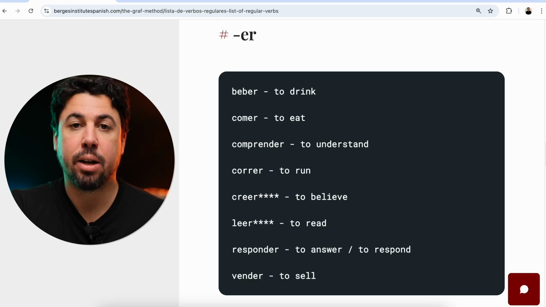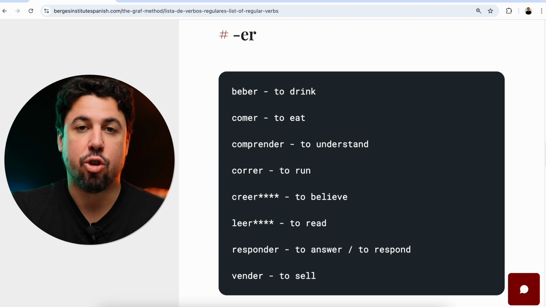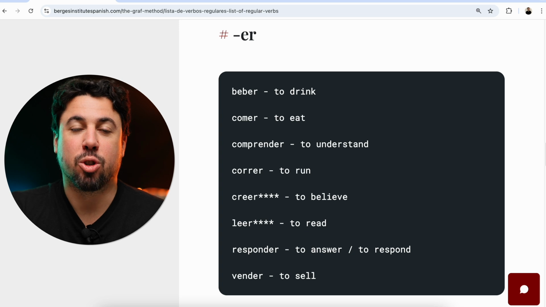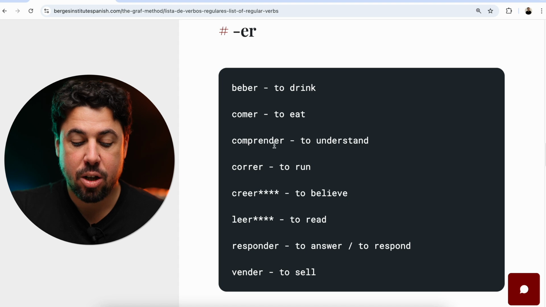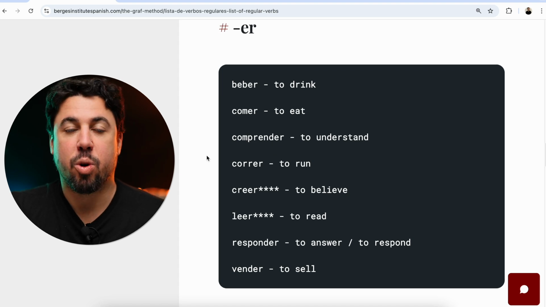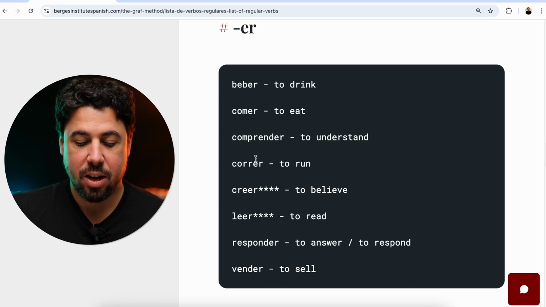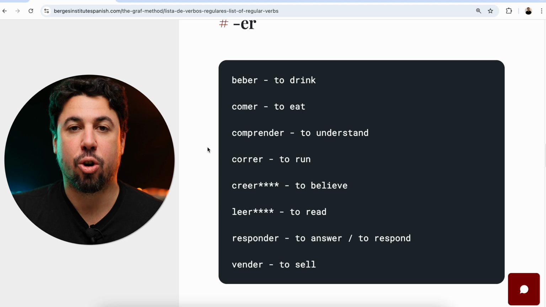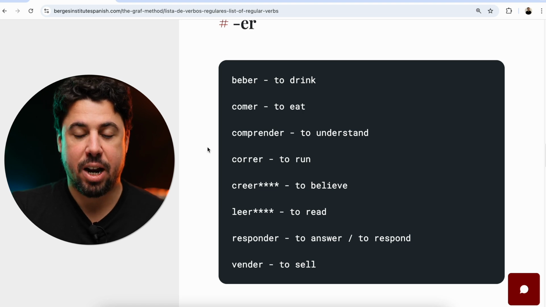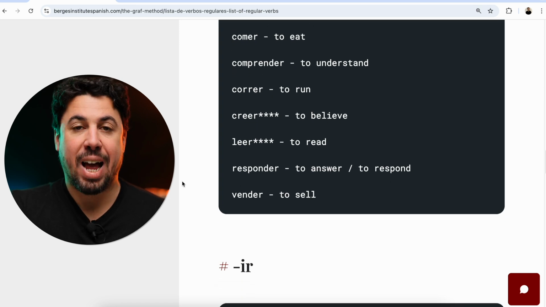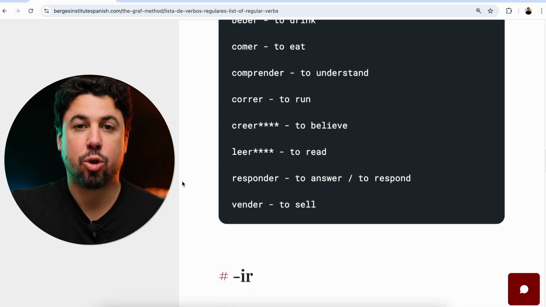So here we have some verbs ending in ER. We have beber, to drink. How do we conjugate it in the present tense? Yo bebo, tú bebes, él, ella, usted bebe. Nosotros, nosotras bebemos. Vosotros, vosotras bebéis. Ellos, ellas, ustedes beben. Comer, to eat. Comprender, to understand. How do we conjugate it in the present tense? Comprendo, comprendes, comprende, comprendemos, comprendéis, comprenden. Correr, to run. How do we conjugate it? Corro, corres, corre, corremos, corréis, corren. Creer, to believe. Leer, to read. Responder, to answer or to respond. Vender, to sell.